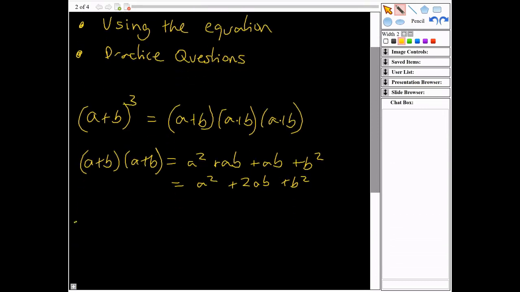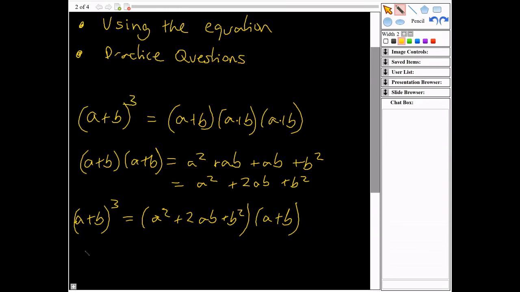Okay, so to continue with my (a + b) cubed then, I can take my result that I've just had, which is a squared plus 2ab plus b squared, and then multiply that by another (a + b). So I would need to do a squared times a, which gives a cubed, a squared times b, which gives a squared b, 2ab times a, which gives 2a squared b, 2ab times b, which gives 2ab squared, then b squared times a, which gives ab squared, and then b squared times b, which gives b cubed.